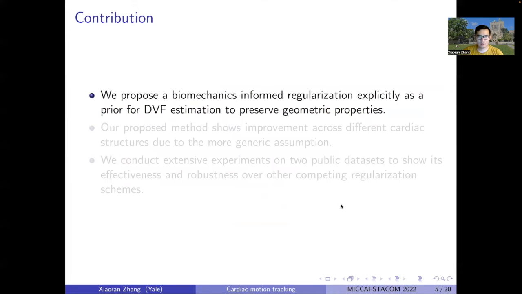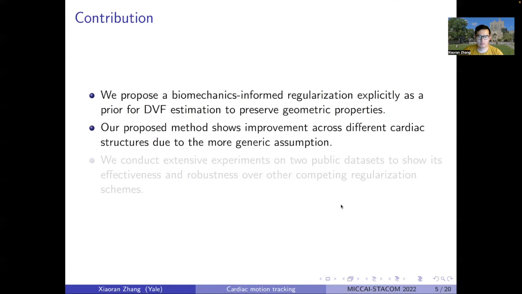In this work, we propose a biomechanics-informed regularization explicitly as a prior for DVF estimation to better preserve geometric properties without requiring myocardial segmentation. Using a separate network as regularizer might introduce additional steps and thus increase complexity and computation. By contrast, our proposed method shows advantages in generalization when applied to new datasets. The consistency across different cardiac structures is also improved in our proposed method due to the more generic assumption.